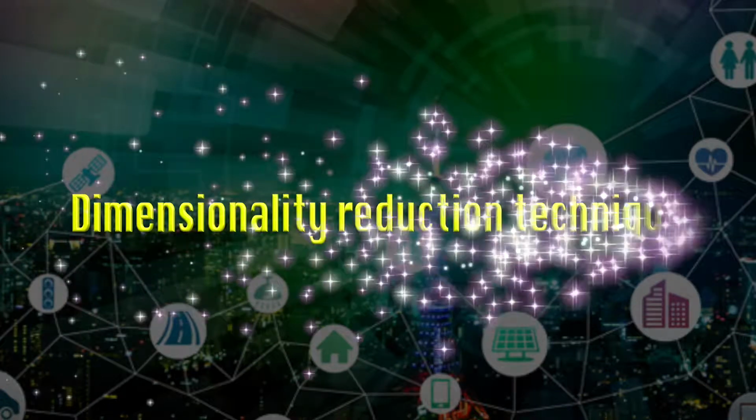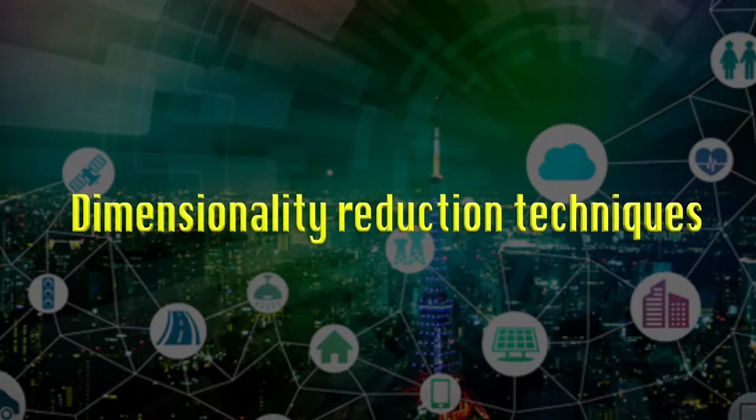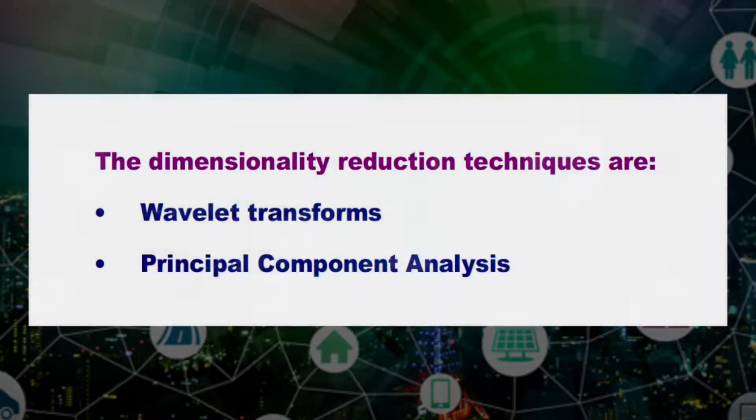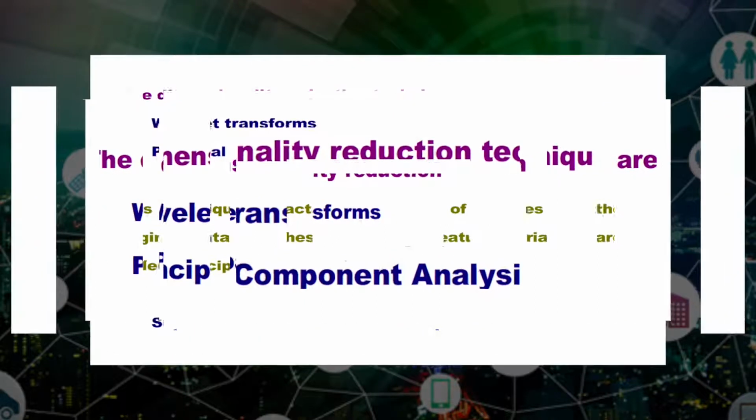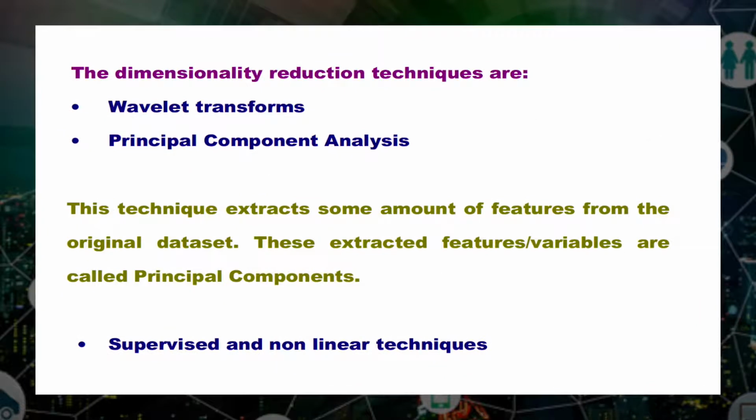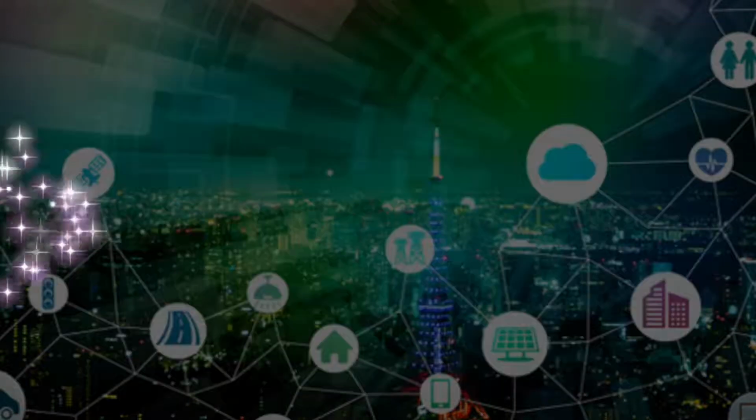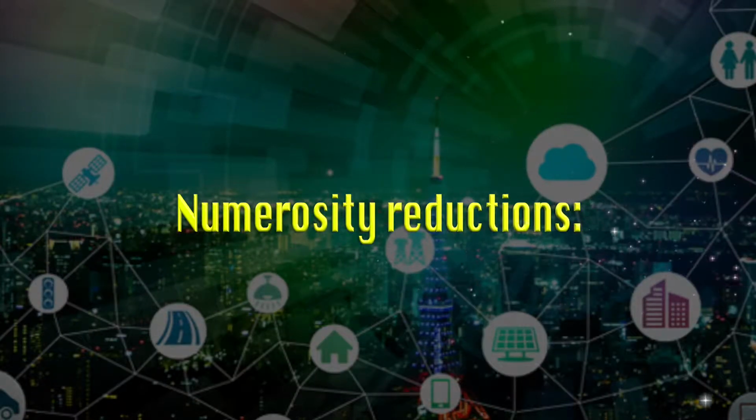The next concept is dimensionality reduction techniques. They include wavelet transforms and principal component analysis. This technique extracts a small number of features from the original data set. These extracted features or variables are called principal components. The next techniques are supervised and nonlinear techniques. Next we are going to see numerosity reduction.